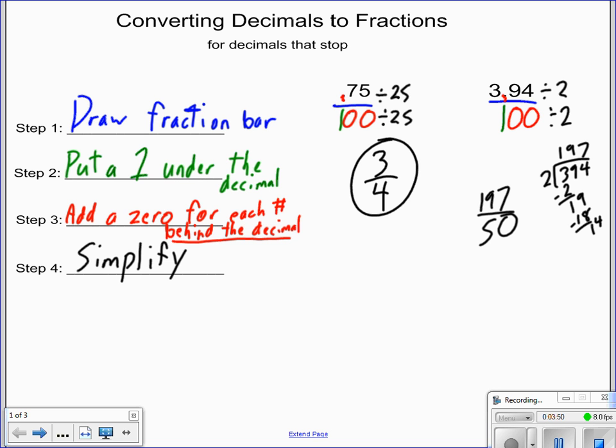197 over 50. What goes into 50? If we check 2, 3, and 5, it should be good. 2 goes into 50, but not into 197. 3 does not go into 50. 5 goes in here, but not here. I can check 7, it doesn't go into 50. 9 doesn't go into 50. I'm guaranteed that this is the simplest form. It's an improper fraction, but it's my fraction in simplest form. I can make that into a mixed number if I needed to.